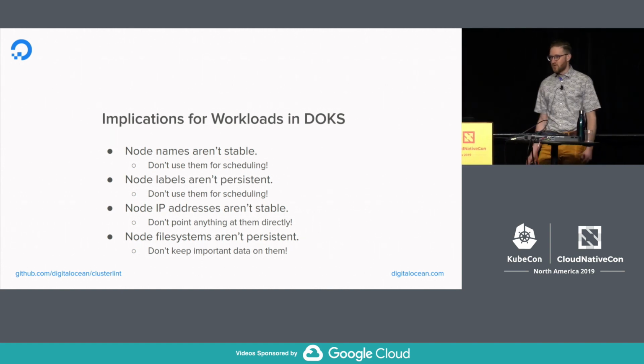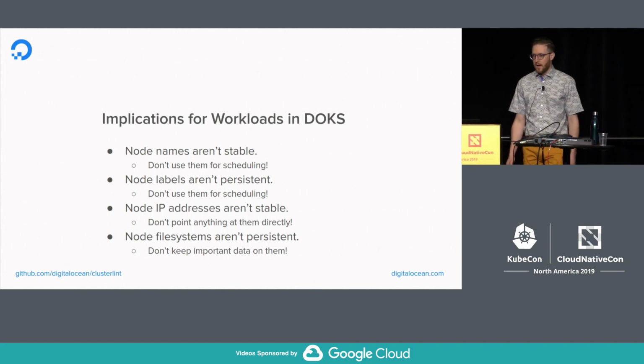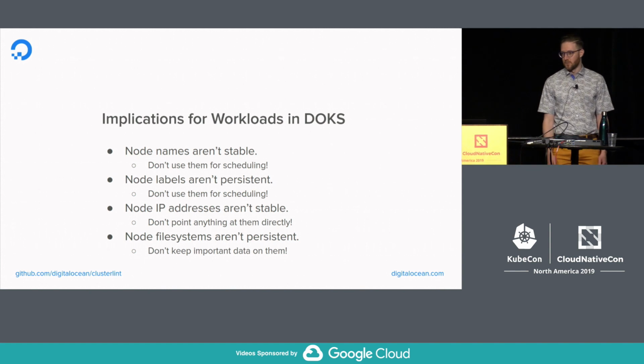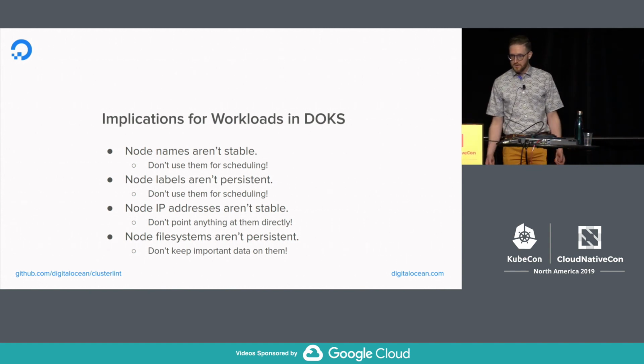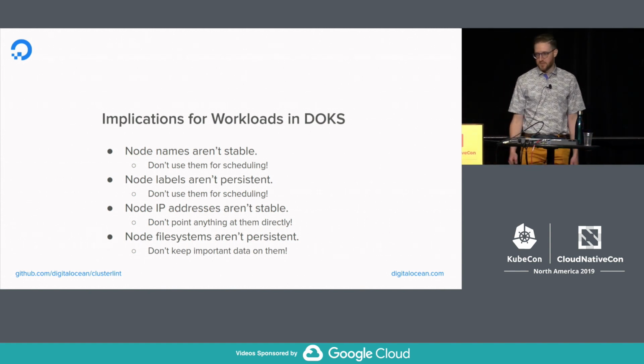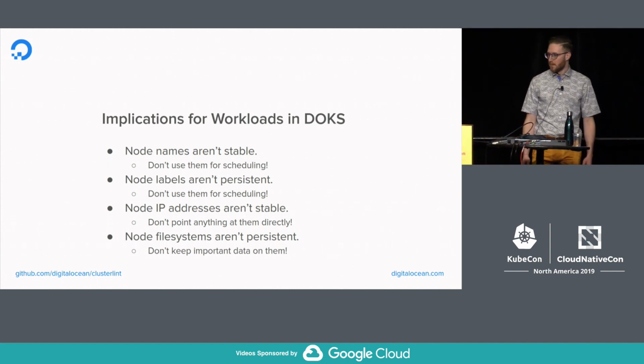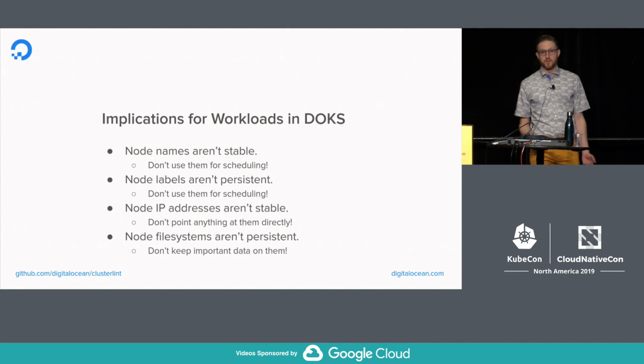Likewise, IP addresses change because these are new nodes again. So if you're pointing something directly at a node IP, you're going to have a problem. We recommend people use our managed load balancers for that. And your file systems aren't persistent. Anything that's on the local disk of the node is going to be gone after an upgrade. So we would recommend that people use our block storage volumes if they want persistent storage.